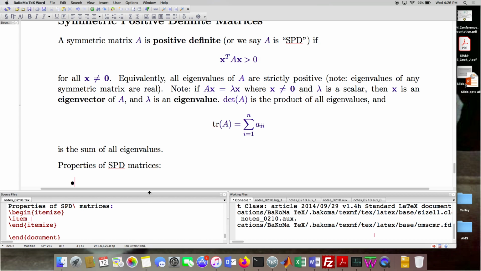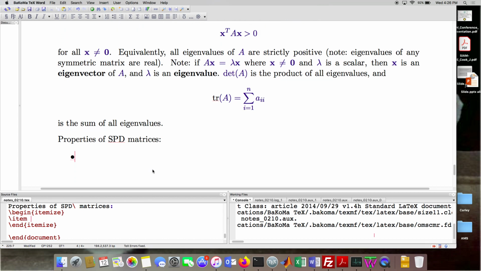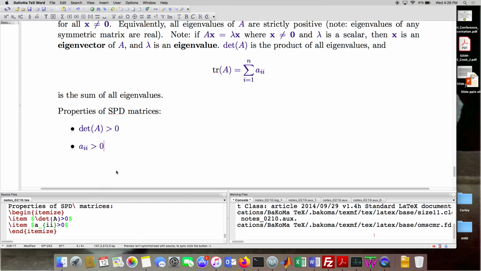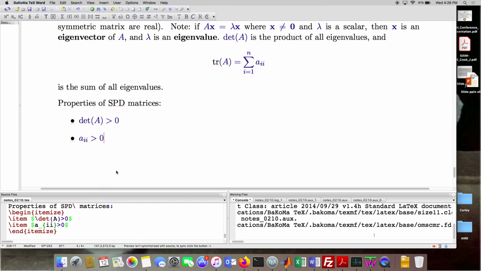So some properties, besides the eigenvalues being positive: the determinant must be positive, which makes sense because it's a product of all the eigenvalues and they must be positive. All diagonal entries must be positive. So if you have a given matrix, you see it's symmetric, but any of the diagonal entries are negative or zero, you know right away, bam, it's not positive definite.